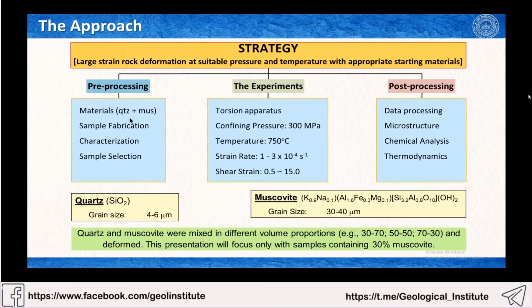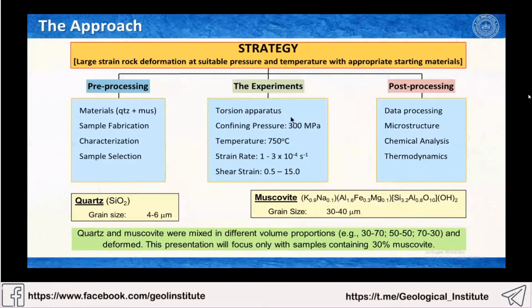But we selected some materials, quartz and muscovite, as very common compositions of the Earth's crust that can undergo subduction. We had to fabricate the samples, characterize the initial sample, and then select some classic samples. The quartz we used is simple quartz with a very small grain size, and similar with the muscovite. It had a little bit of iron, which had some implications. I'll talk about it later. But again, it has very small grain size. We selected smaller grain sizes simply because at high pressure and temperature, we want them to react. So smaller grain size would react fast.